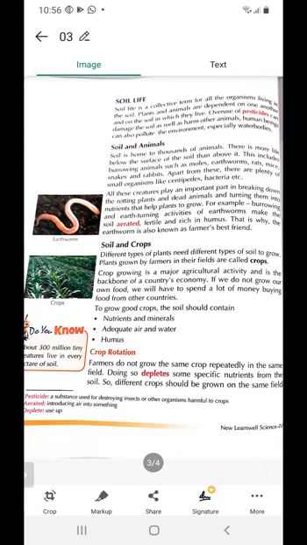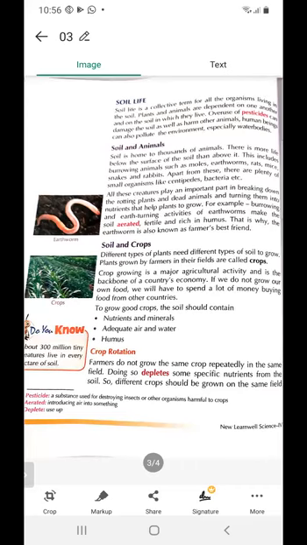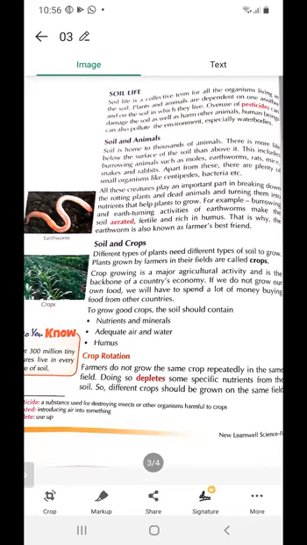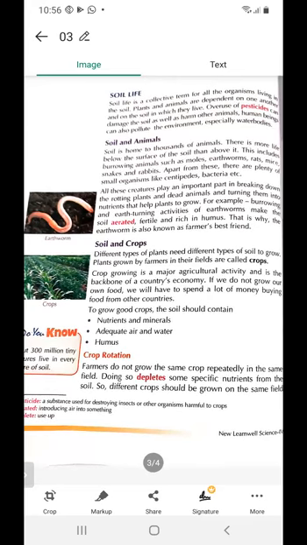If we want good crops, what do we need in the soil? There should be nutrients, minerals, air, water, and humus in the soil. So to have good crops, the soil contains good minerals, good nutrients, sufficient air and water, and sufficient humus.